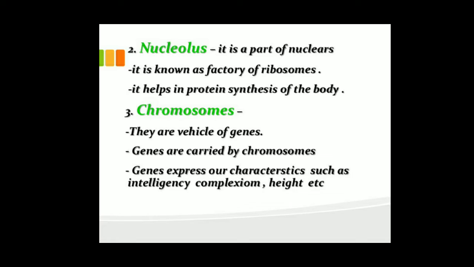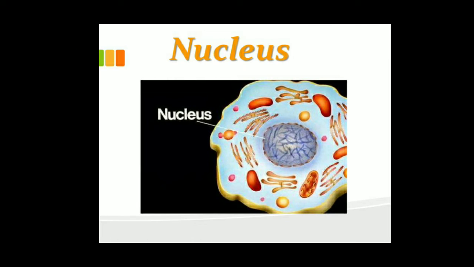The third, chromosomes. In this diagram, you can see the centrally located region is called the nucleus. And in between, you can see thread-like structures. These thread-like structures are chromosomes.